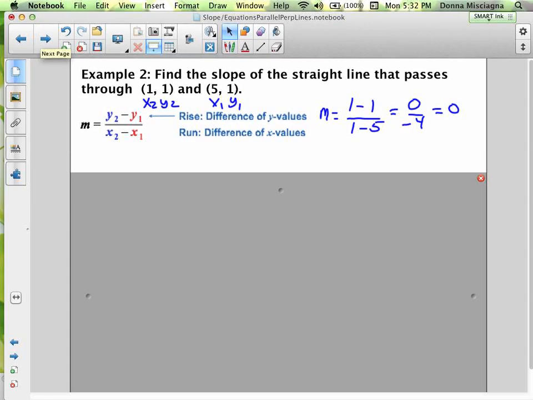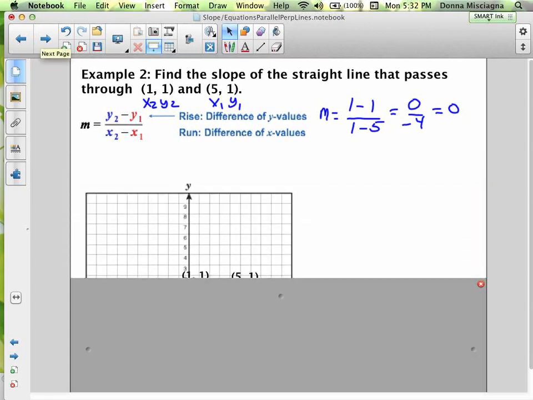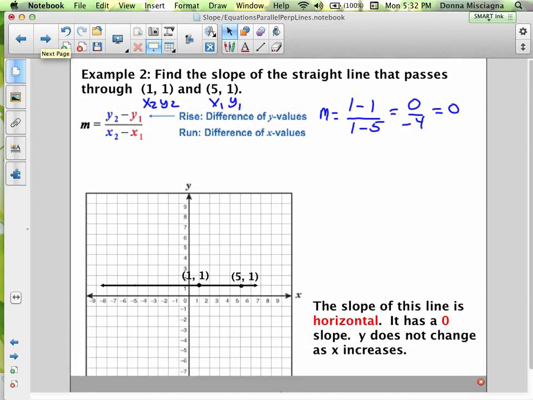While you're writing that down, let's take a look at our line here. This is a horizontal line. It has 0 slope. Notice that y does not change as x increases. We have the same y coordinates for both our x coordinates. So this is a horizontal line. Let's graph a horizontal line here.